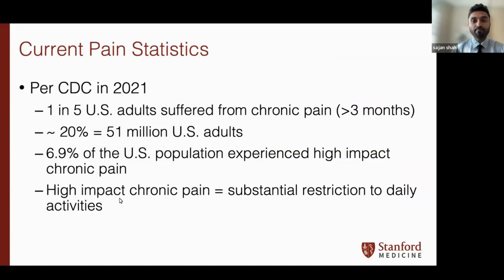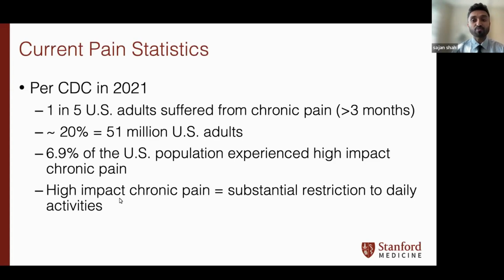Now let's zoom out a bit and let's talk about general statistics surrounding pain. These statistics come from 2021 that was published by the Center for Disease Control, the CDC. 1 in 5 adults in the US suffer from chronic pain. This is by definition pain lasting greater than 3 months. That's 51 million US adults. That's hard to believe.